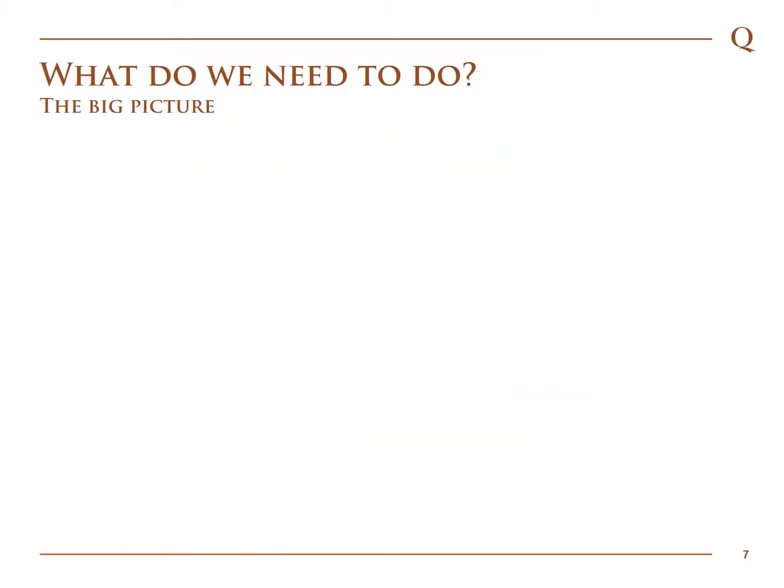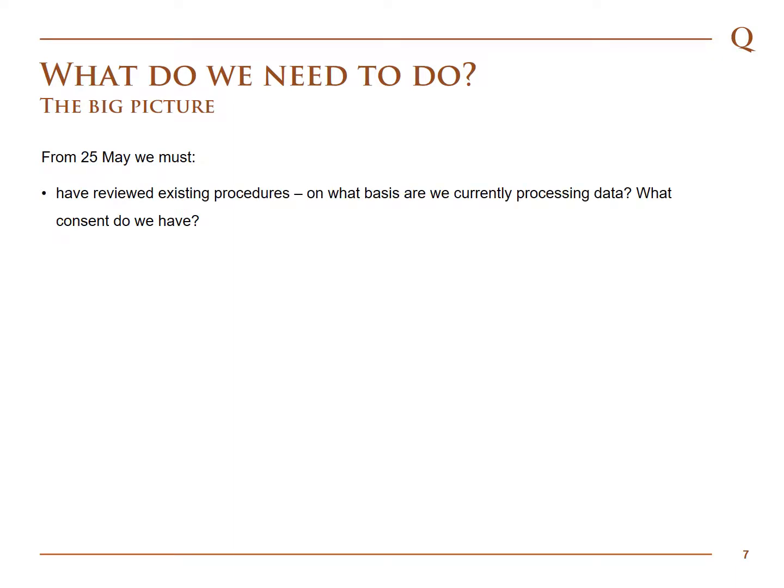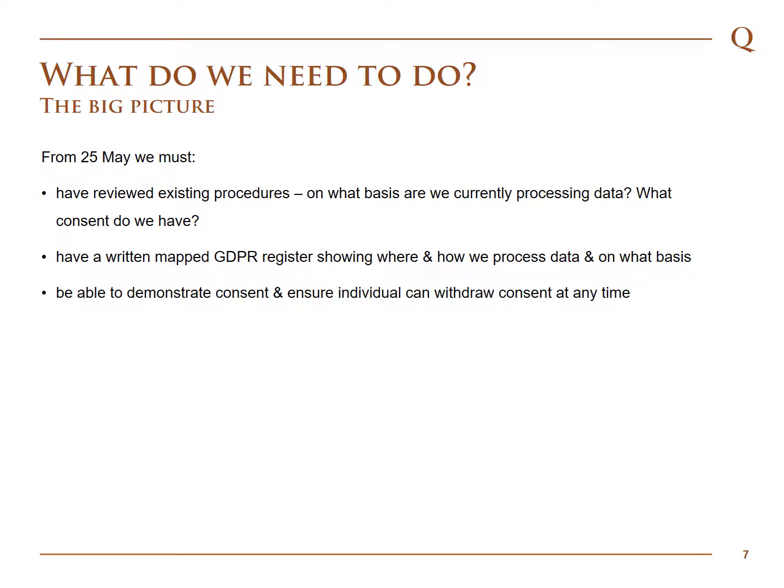So what do we need to do? From the 25th of May, we must have reviewed existing procedures. So we need to consider on what basis are we currently processing data and what consent do we have. We need to have a written GDPR register showing where and how we process data and on what basis. We must be able to demonstrate consent and ensure individuals can withdraw consent at any time.